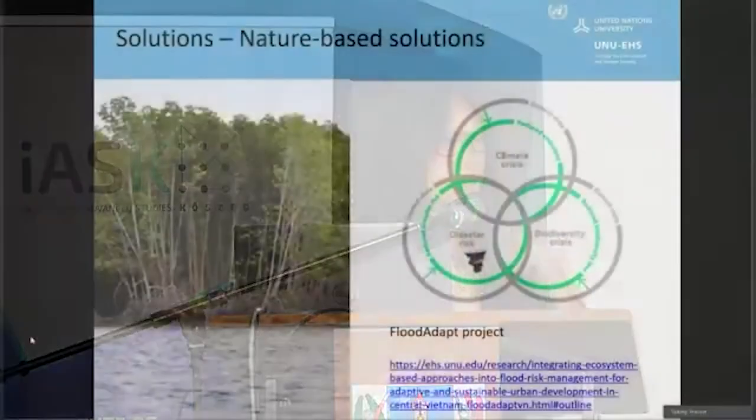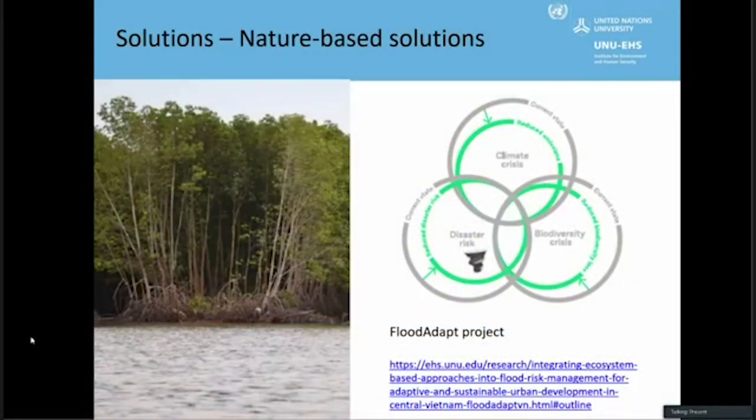However, it is possible to have no regret solutions, such as ecosystem-based solutions. If you take that kind of measures, it might be slow in showing effects, but for the long run, it will repair the ecosystem and provide us much more ecosystem services, and in the meantime, reduce climate change risk and mitigate that risk and increase biodiversity.